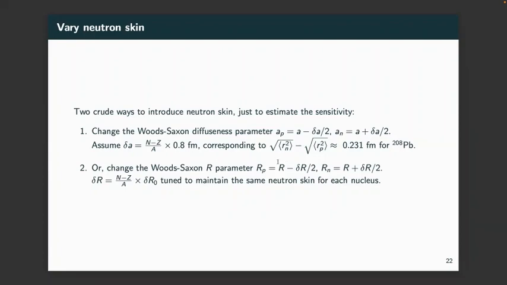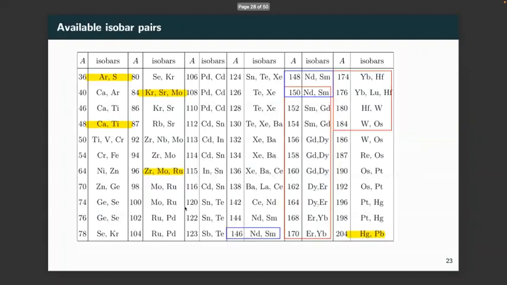Or we can change the radius parameters. In this case, we always change this proportionality constant so that we can reproduce the neutron skin from the first method. And we want to check whether the observables are sensitive to these details.